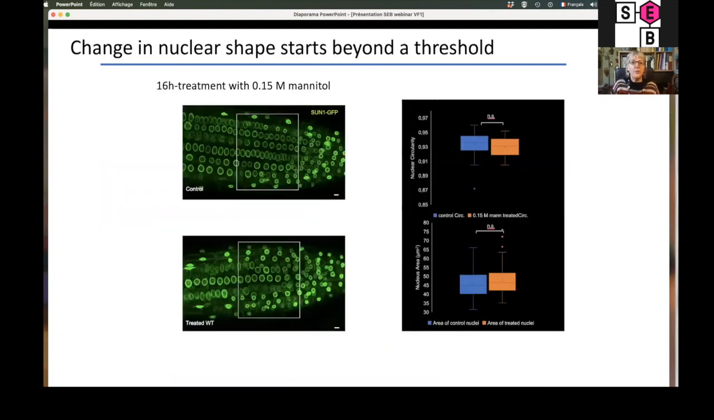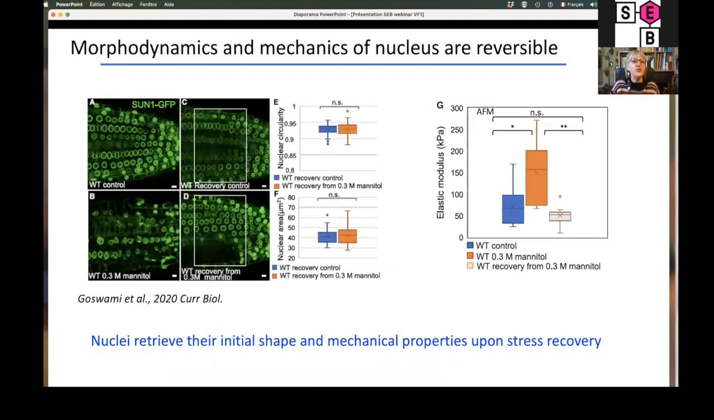We have also demonstrated that the change in nuclear shape has a threshold depending on the concentration of the mannitol that we use for this hyperosmotic stress. Interestingly as well, this change in nuclear shape is reversible upon stress recovery. That is illustrated here. Here we have a deformation after mannitol treatment, and after recovery, after 7 hours, you can recover the shape of the nucleus in terms of nuclear circularity and area, but also in terms of mechanical properties. So you can see we have increased rigidity with mannitol and its rescue after stress recovery.